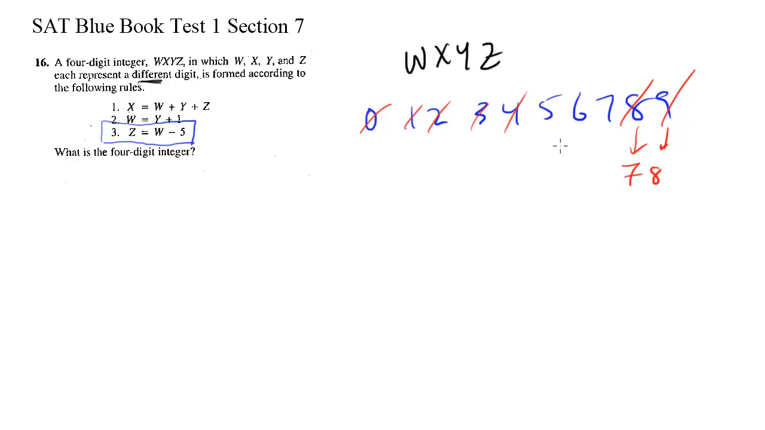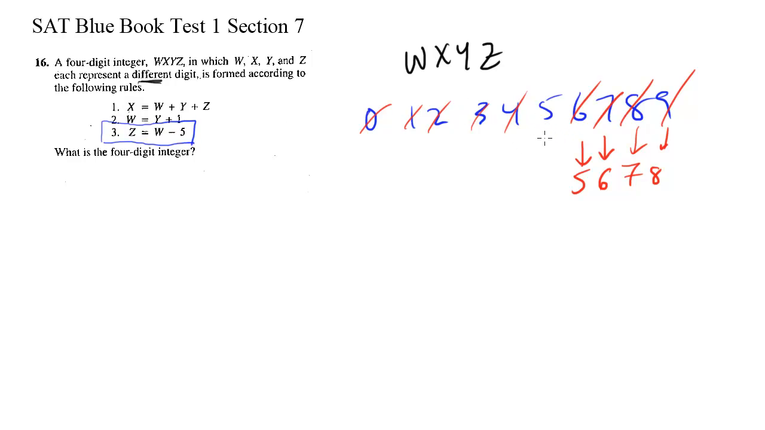How about 7, right? If w were 7, then y would have to be 6. And again, can't happen because 7 plus 6 is 13. 6 would make this one 5, right? 6 plus 5 is 11. x can't be 11. So the only one left is 5, right?